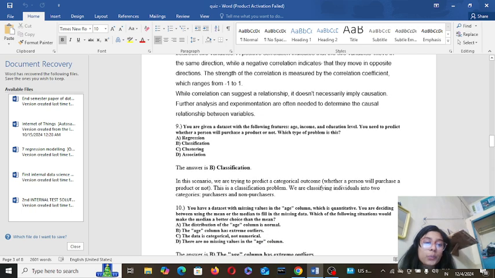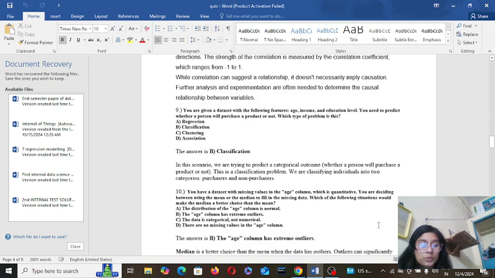Now we have the ninth question, which is, you are given a data set with the following features like age, income, and education level. You need to predict whether a person will purchase a product or not, and which type of problem is it. So B, this is a classification problem. In this scenario, we are trying to predict a categorical outcome, like whether a person will purchase a product or not. We are classifying individuals into two categories, purchasers and non-purchasers. That's why we choose option B.